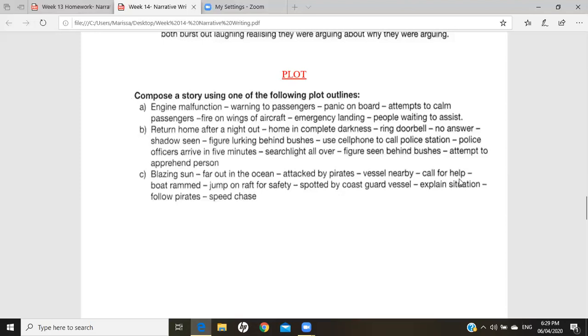vessel nearby, he called for help, boat rammed, jump on raft for safety, spotted by Coast Guard vessel, explain situation, you follow pirates, and you have a speed chase. So let me pick Sanjay, because I think that Sanjay will give us a really exciting story. Sanjay, if you had to create this story, would you keep this plot outline, or what would you add to the plot outline to make the story even better? I would add that the pilot is trying to kill all of them.